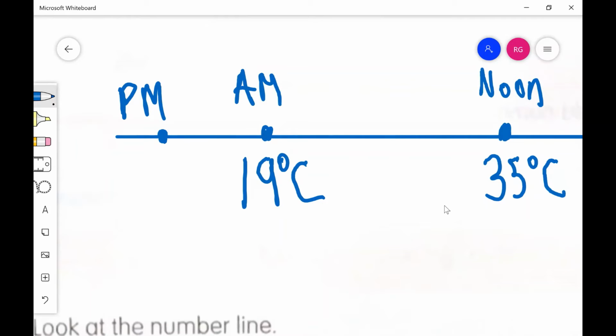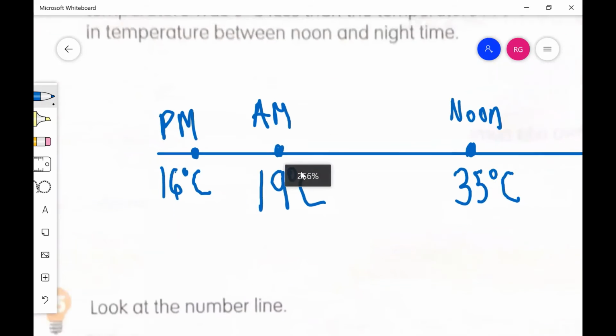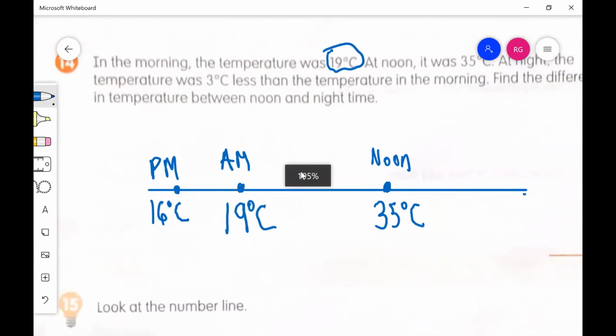16. 16 what? Celsius. You need to say 16 degrees Celsius. Can you say that? Okay. Say 16 degrees Celsius, please. 16 degrees Celsius. Perfect.